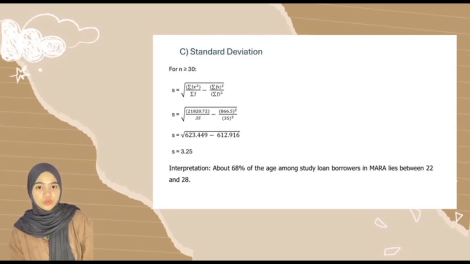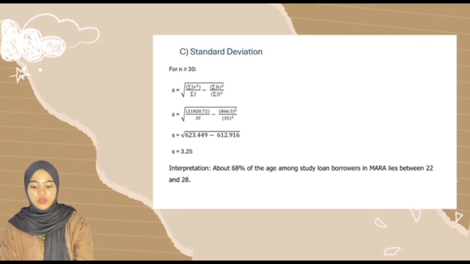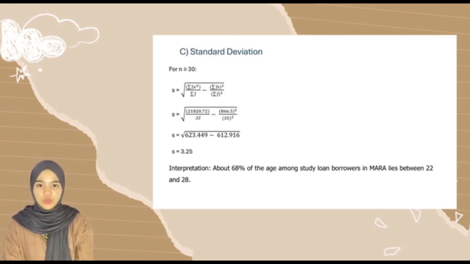Next is the standard deviation. There is a formula for n lower than 30 and for n equal to or bigger than 30. In this case, our n is 35, which is bigger than 30, so we will use the second formula. The formula is s is equal to the square root of total fx squared over total f, minus, in a bracket, total fx, close the bracket, and squared outside the bracket, over total f squared. And then we will put our information from the group frequency table into the formula.